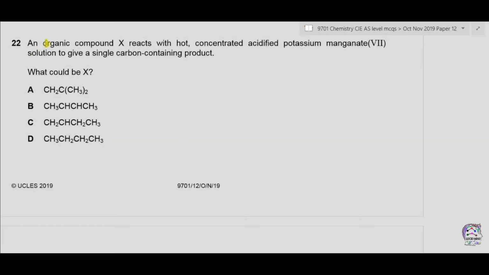Question 22. An organic compound X reacts with hot concentrated acidified potassium manganate to give a single carbon containing product. What could be X? You should know that hot concentrated acidified potassium manganate breaks the double bond completely, and different types of products are formed based on the reactant involved. Let's look at the options.